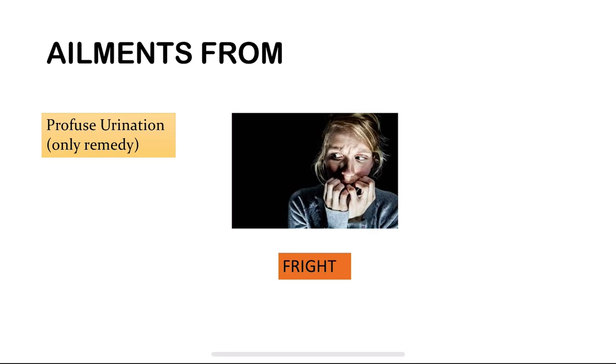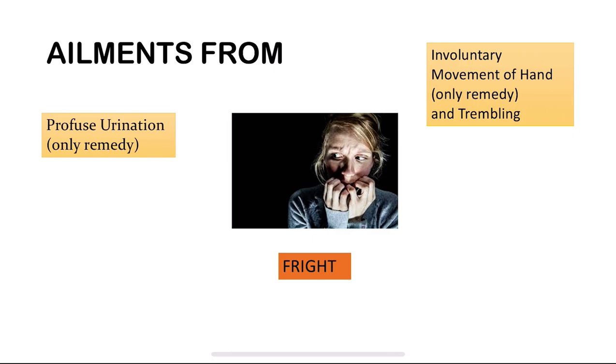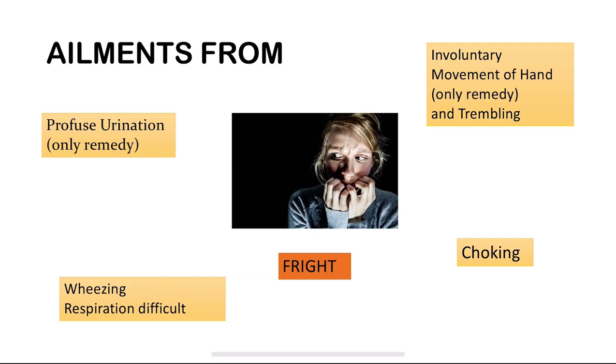After an attack of fright, the patient started with profuse urination and involuntary movement of the hand and trembling. The patient was very normal. After a sudden fright, the involuntary movement of the hand started. The only remedy mentioned is Sambucus, and also the trembling which started after the episode of fright. And choking, fright resulting in wheezing, the respiration becomes difficult, and after an episode of fright, the patient started with a suffocative feeling.